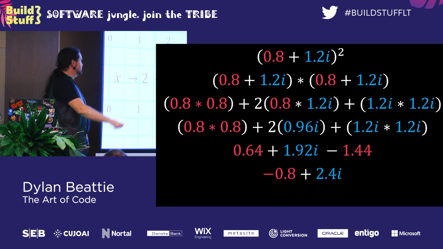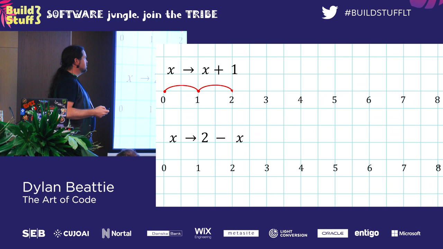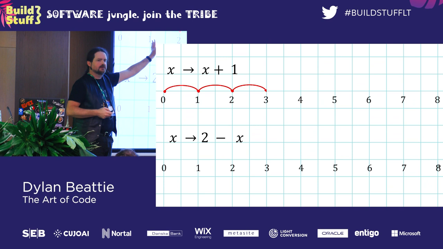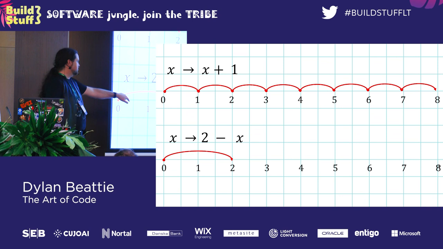Let's take a function here. We're going to take some number x, and every time we're just going to do x maps onto x plus 1. So we start at 0, and we go to 1, and 2, and 3. And you can see almost immediately how this is going to behave. This is just going to keep counting up to infinity, right? Let's take another one. x goes to 2 minus x. So we're going to start off here with 2 minus 0 is 2. 2 minus 2 is 0.